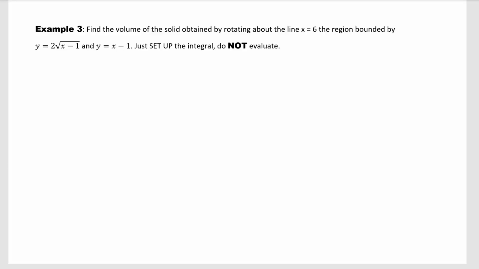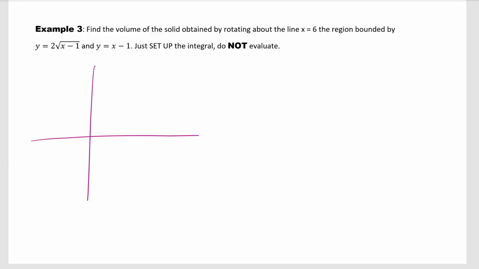Okay, so example 3. Find the volume of the solid obtained by rotating about the line x equals 6 the region bounded by these two curves. Ooh, okay. In this problem, remember if the rotation axis is not the x or y axis, you just need to set up the integral. Do not need to evaluate. So let's see: y equals 2 square root of x minus 1 and y equals x minus 1.